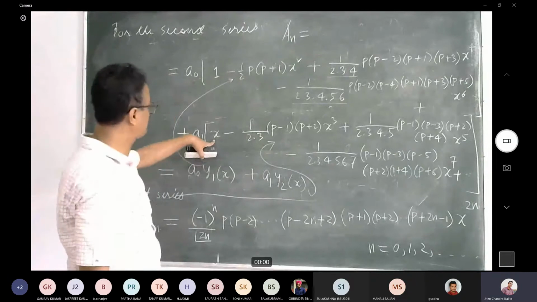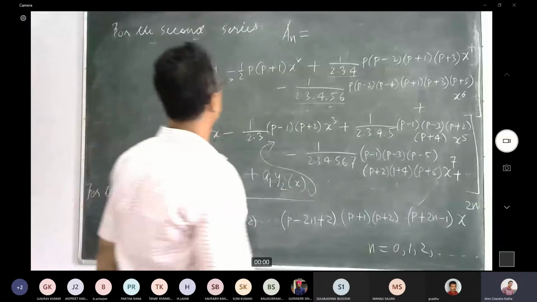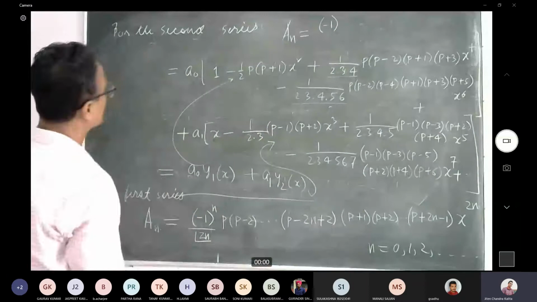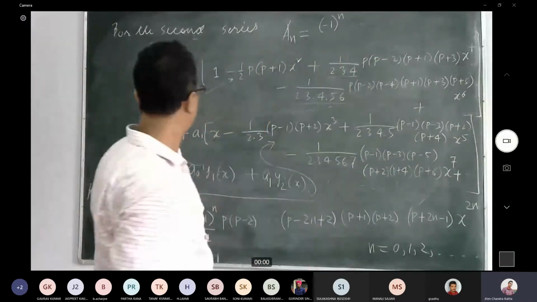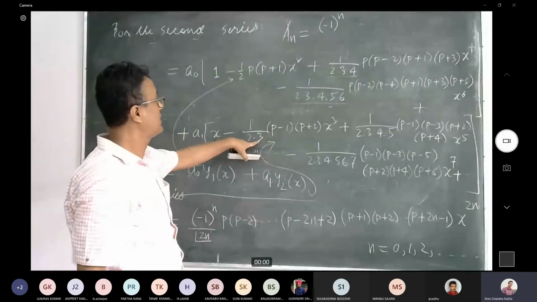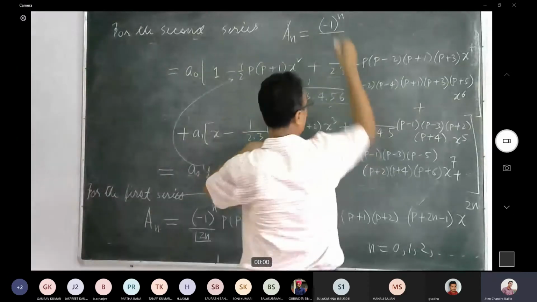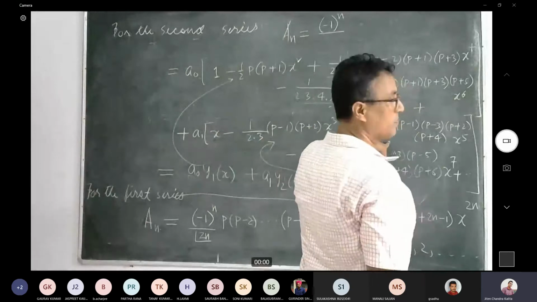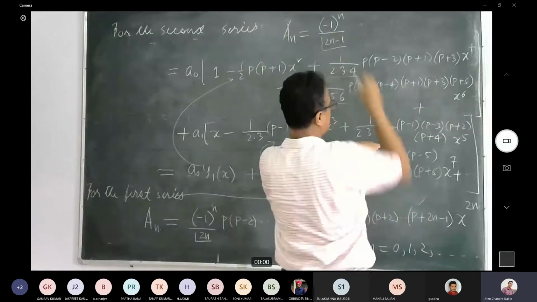This is positive, and this is negative. So what am I going to write here? Minus 1 to the power, I think I can write it as simply n. Okay, and this is factorial 3. If I consider this to be the second term, or say the third term, I can write it as 2n minus 1.